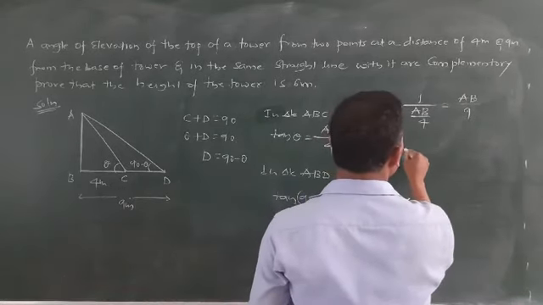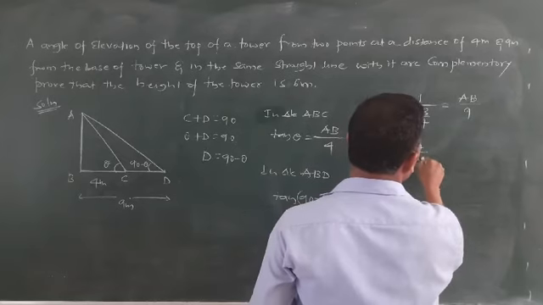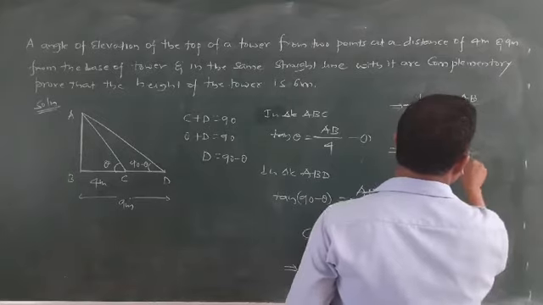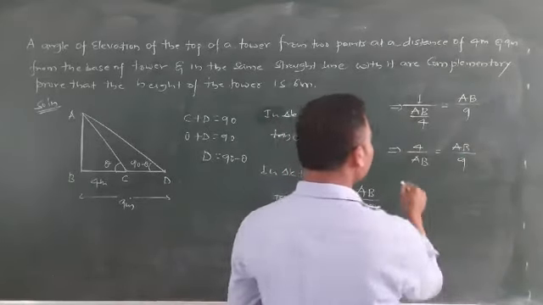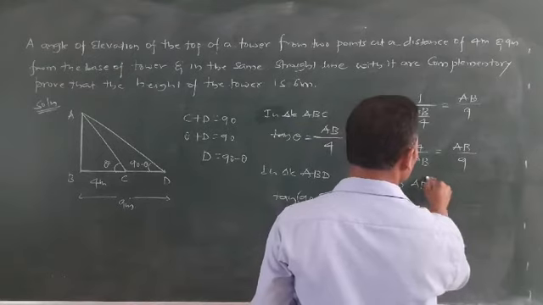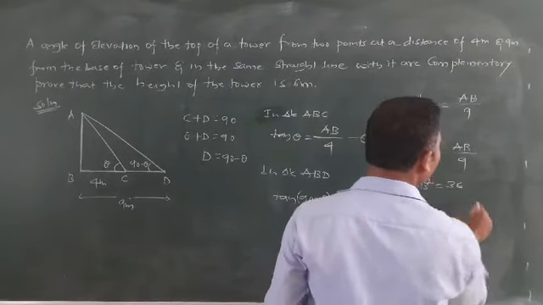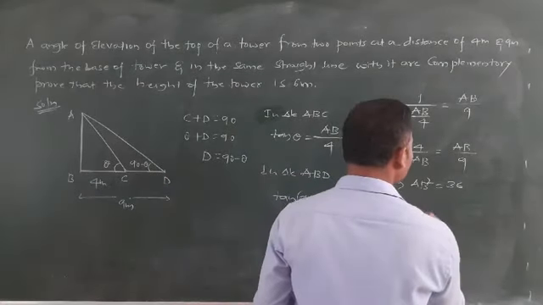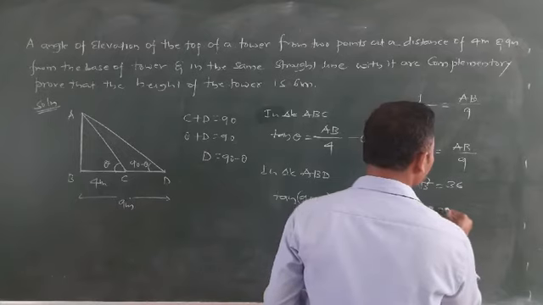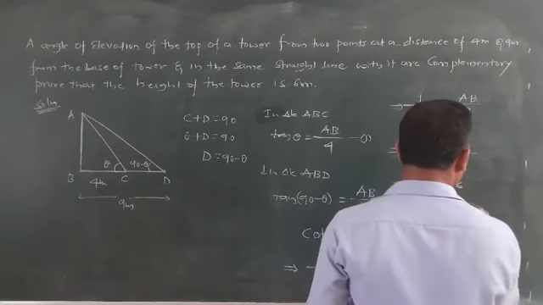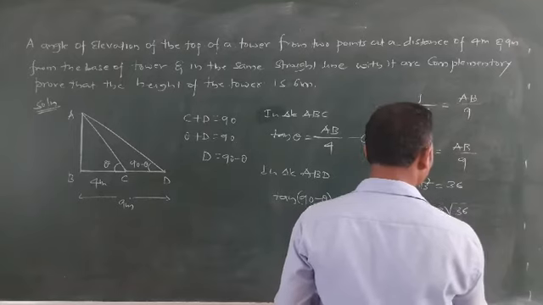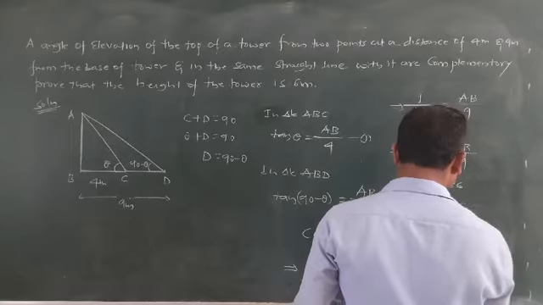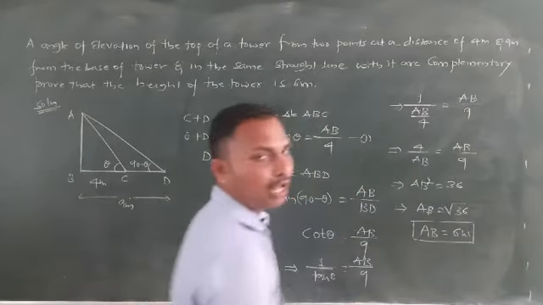Now we will get 4 by AB, and this becomes AB by 9. So cross multiply these two things. What will we get? AB square is equal to 36. Now this implies AB is equal to square root of 36. Now we will get AB is equal to 6 meter. So we needed to prove this one only and we have proved it here.